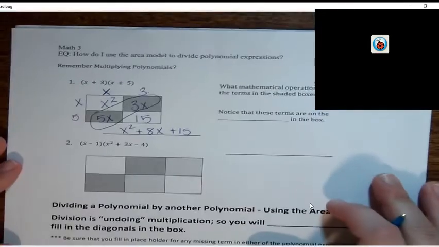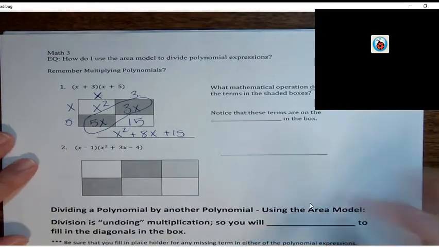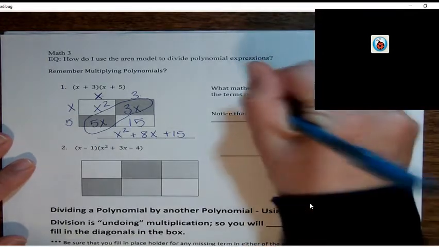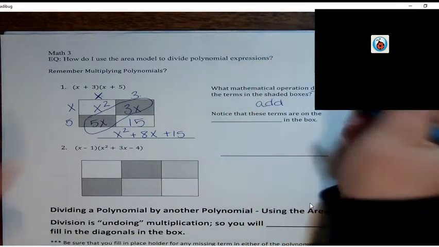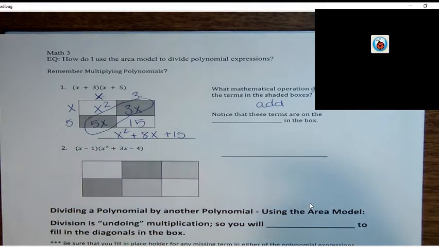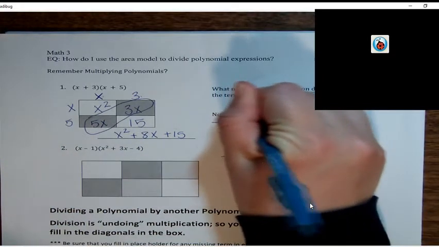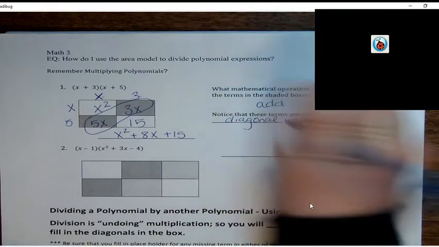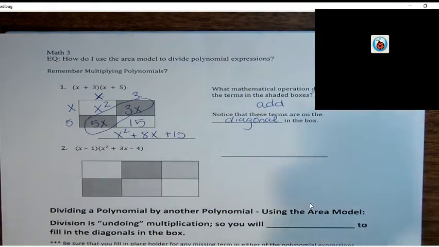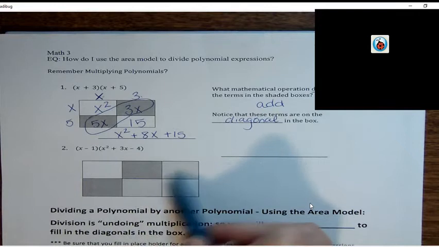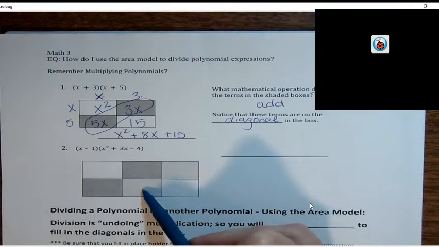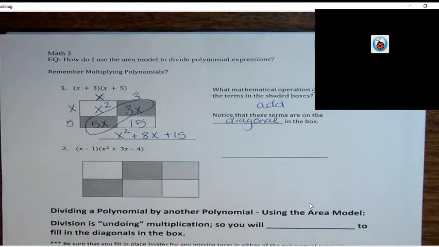Sorry, the little ladybug symbol's in the way. What it's basically just saying is that we add. Okay, we added those like terms. And it says, notice that these terms are on the diagonal in the box. So notice that all of our diagonals are shaded different colors in this, and that's going to be key to figuring out our like terms.